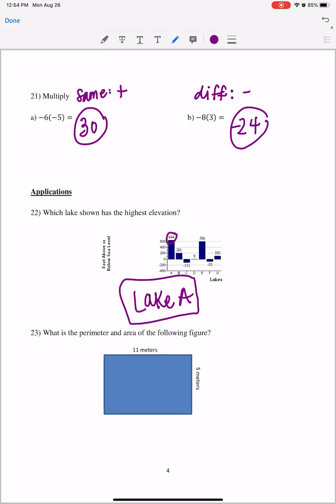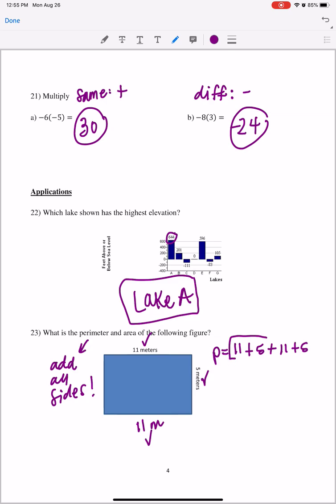And then 23, what is the perimeter and area of the following figure? So perimeter, you just need to add all sides. So my perimeter here is 11, this one, plus 5, plus, because this is a rectangle, this is also 11. Got that one, and then this one is also 5. So then just add. 11 plus 5 is 16. 11 plus 5 is 16. So that means my perimeter, 16 plus 16 is 32. You've got to have units with this. So it's not just 32, it's 32 meters.